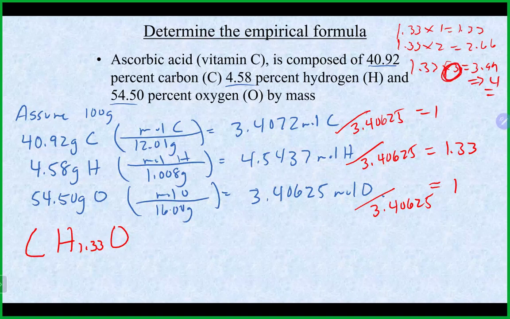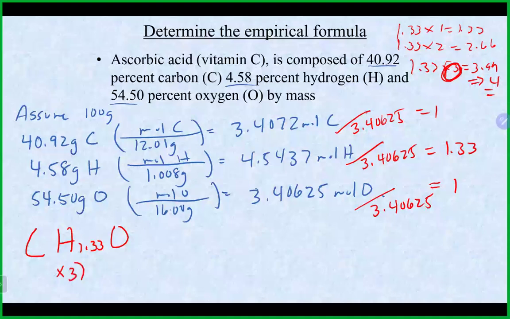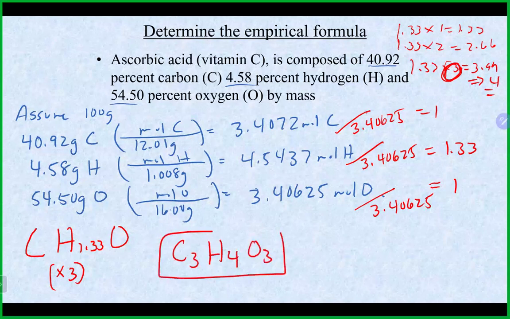So when we times this whole thing by 3, that would then give us C3H4O3, and that would be our empirical formula in this case, all whole numbers. Any questions on those steps? So again, after dividing by the smallest, we didn't hit all whole numbers, so we had to take that additional step to figure out a factor to multiply everybody by to get everybody into whole numbers. Any questions on that?